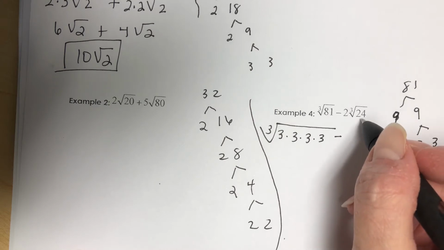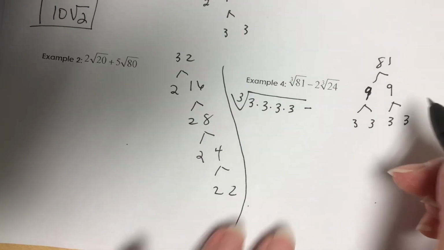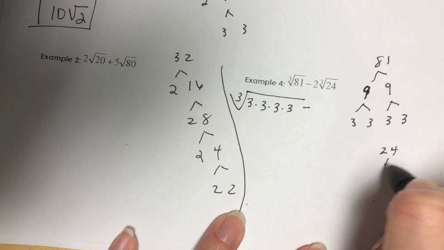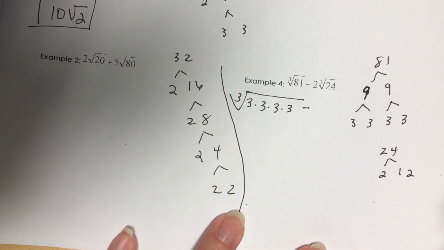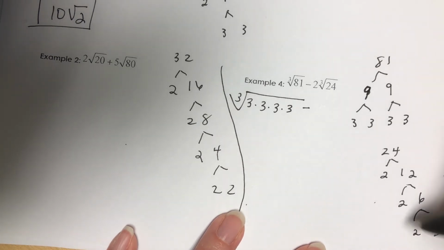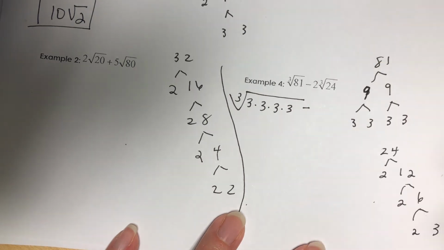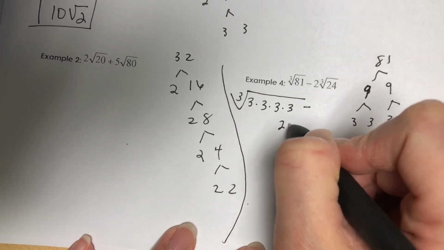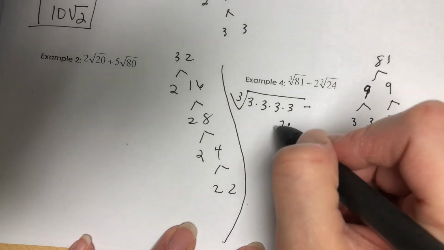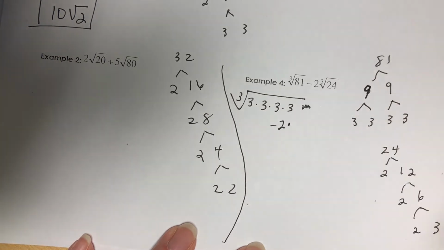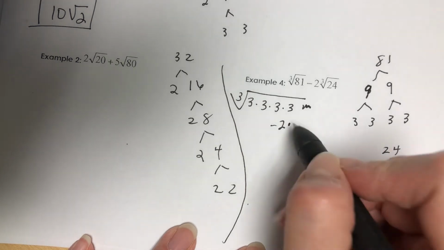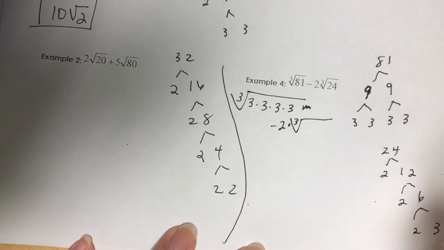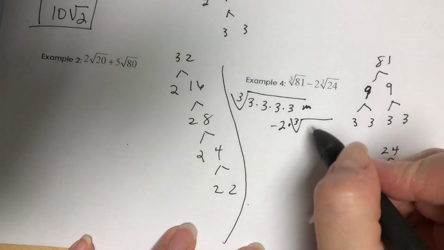Let's do our factor tree for 24. So that's going to be 2 times 12. You can do 2 times 6. 6 is 2 times 3. Okay, so 2 times 2 times 2 times 3. And then this 2 still sits on the outside. So I'm going to have to kind of squeeze it over a little bit here. 2 from outside. Let me put my minus there. And then inside the cube root, 2 times 2 times 2 times 3.